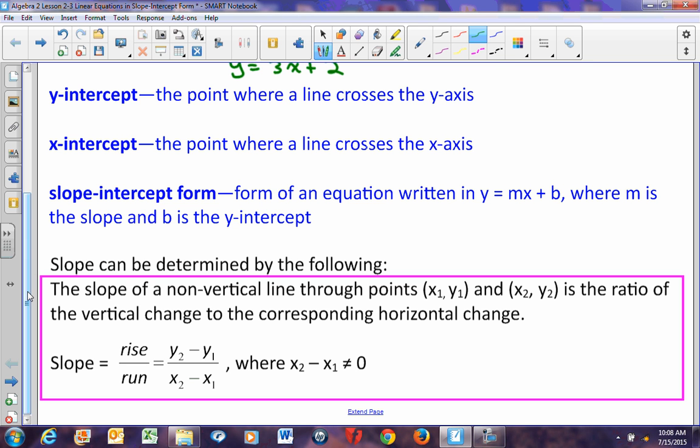Now, slope can be determined by the following equation. The slope of a non-vertical line for the points (x sub 1, y sub 1) and (x sub 2, y sub 2), where x sub 1 means the x value of the first point and x sub 2 means the x value of the second point, is the ratio of the vertical change to the corresponding horizontal change, otherwise known as rise over run. So, you can do y sub 2 minus y sub 1 divided by x sub 2 minus x sub 1, or you could do y sub 1 minus y sub 2 divided by x sub 1 minus x sub 2. As long as y is on the top of the equation, otherwise it doesn't work. And x sub 2 minus x sub 1 cannot be 0 because that would be a vertical line.